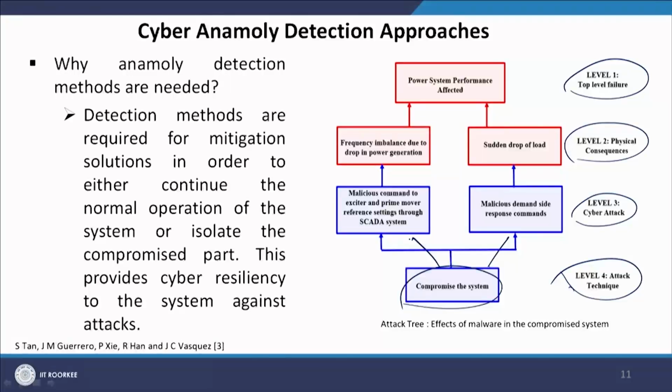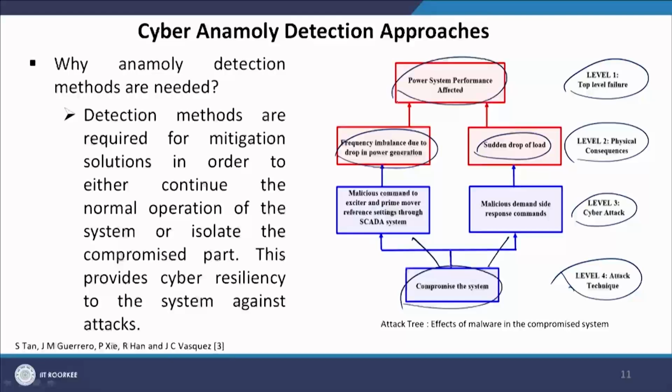The other is malicious commands to the exciter and prime mover reference setting through the SCADA system. You can do that by manipulating those reference signals, and by doing so there could be a sudden drop of load, which is very unfortunate, hence leading to frequency imbalance due to drop in power generation. So, you can play with both the load side as well as the generation side, and that mismatch will create huge frequency variation. And finally, you will experience the performance of the power system affected, slowly one after the other, units and sections of the power system become black.